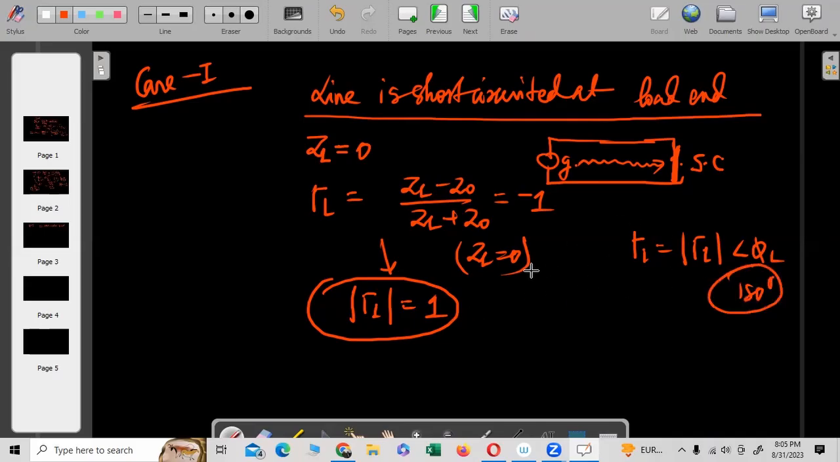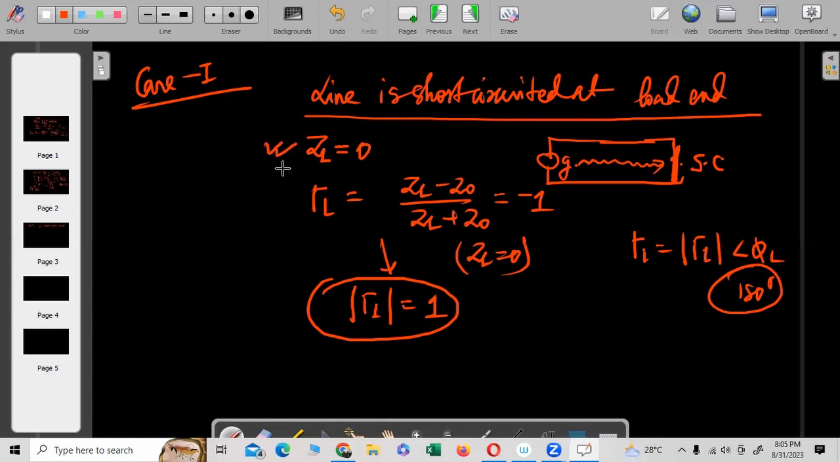If it was positive 1, phi L would be 0, the same direction, 0 degrees we can say. Then it is going in the same direction. Opposite direction is not there. It is reflected, but in the same direction.